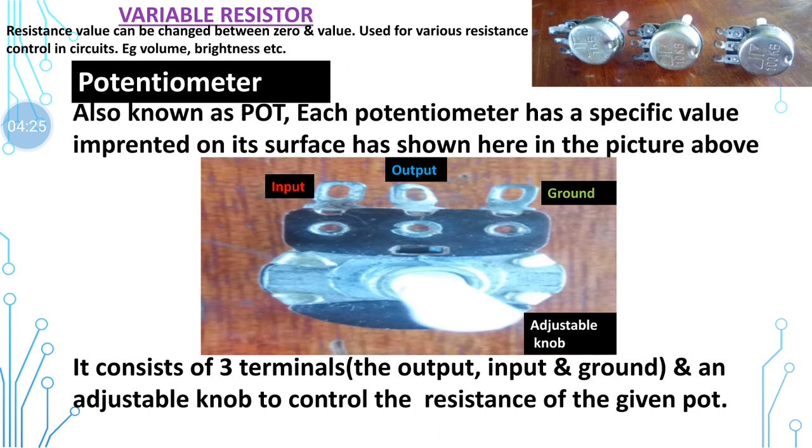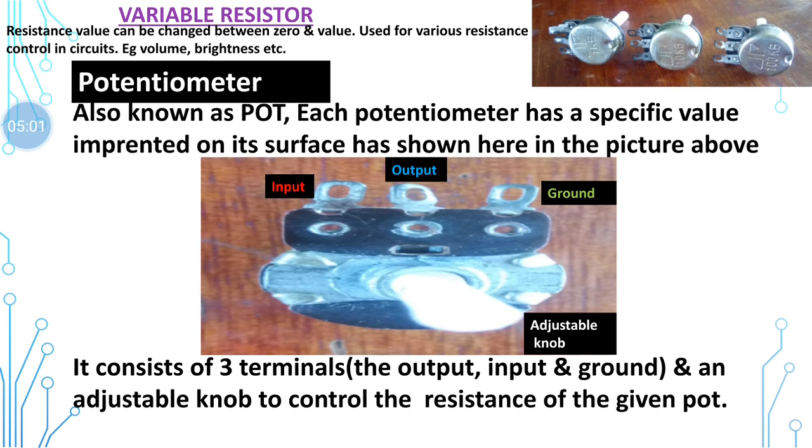Variable resistors. In a variable resistance, you can change the value from 0 to the value indicated on the resistor used. Here we use a potentiometer, which is used for controlling purposes. Using this we can control the volume or decrease the brightness of any devices in which it is used.